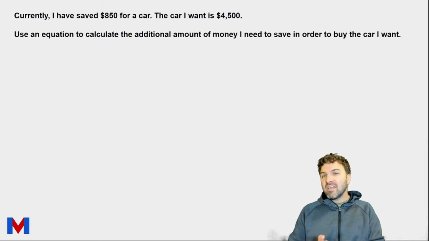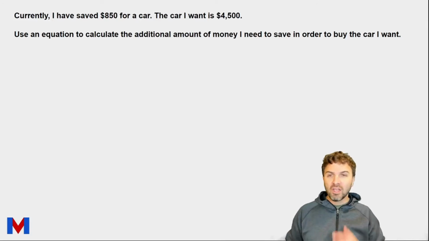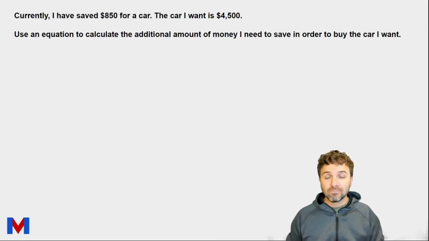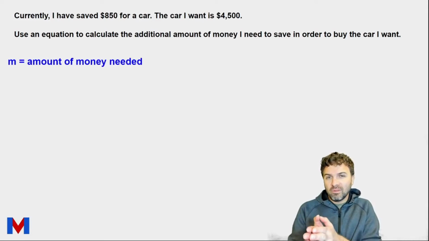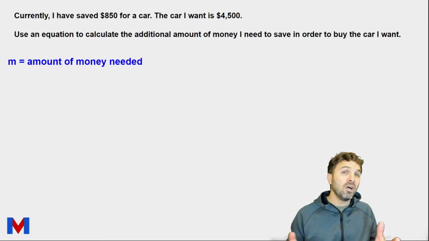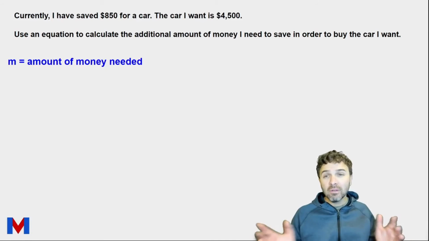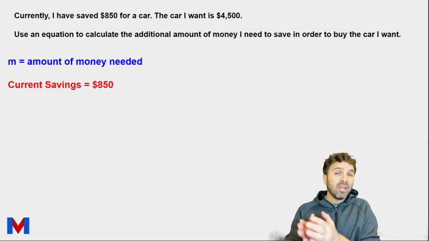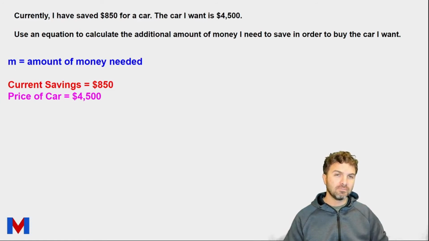Currently, I have saved $850 for a car, but the car I want is $4,500. Use an equation to calculate the additional amount of money I need to save in order to buy this car. Okay, well, we know that we have the amount of money that we're trying to find. So I'll use M for the amount of money that I need. I could use D for dollars, N for need, X, L, J, K, A, B, C, G. Doesn't really matter. They all represent the same thing, which is the amount of money that I need. We also know that I already have $850. And we know that the car is going to cost $4,500.